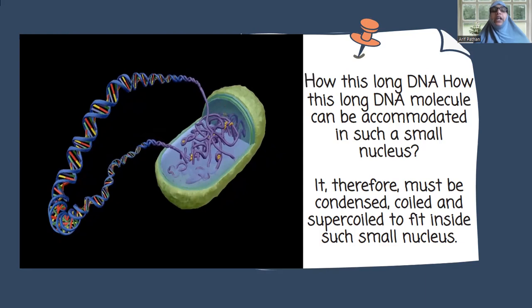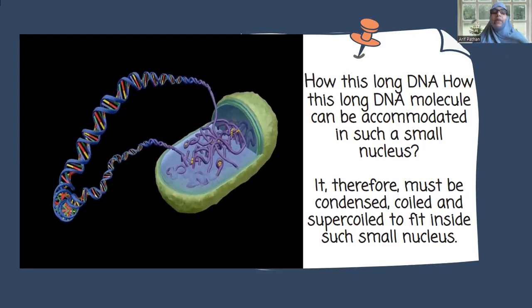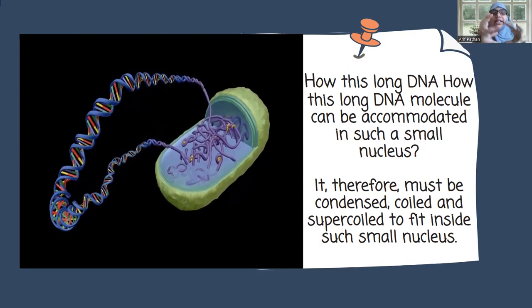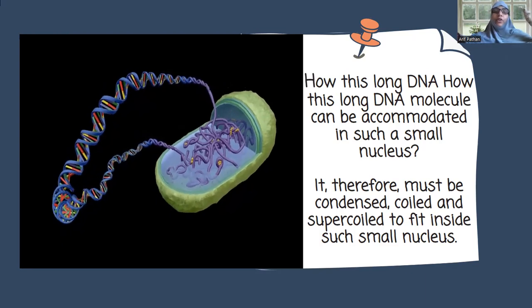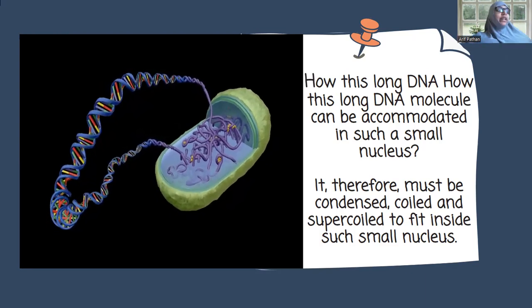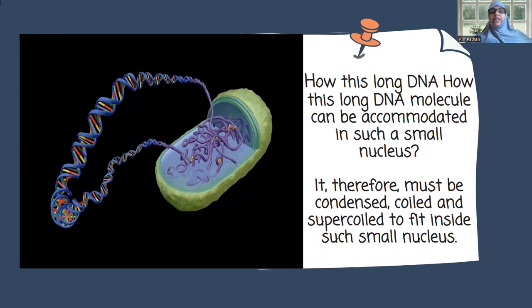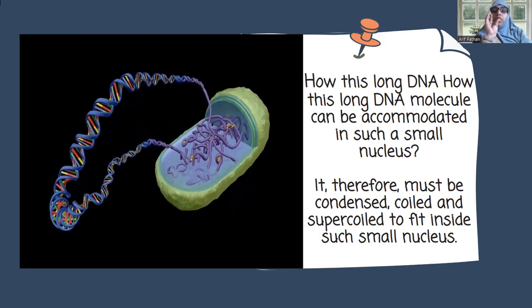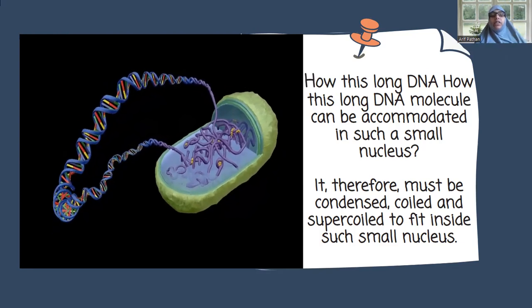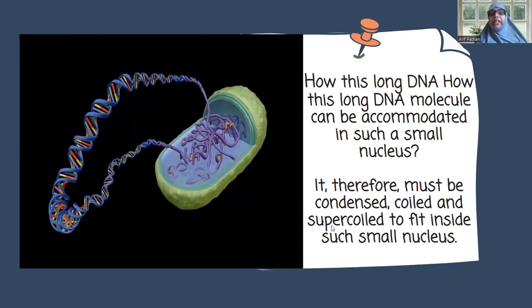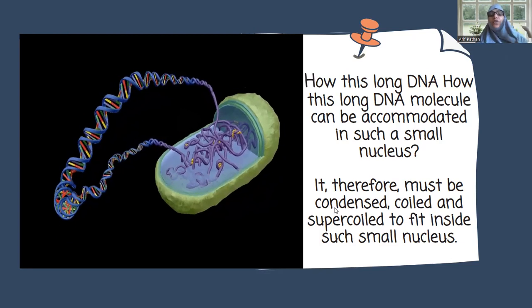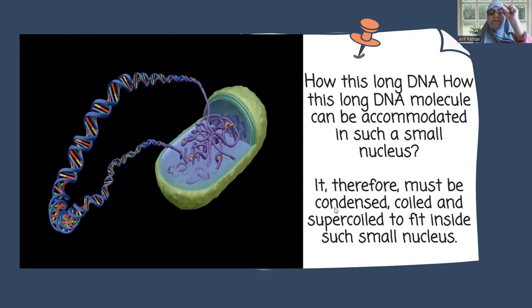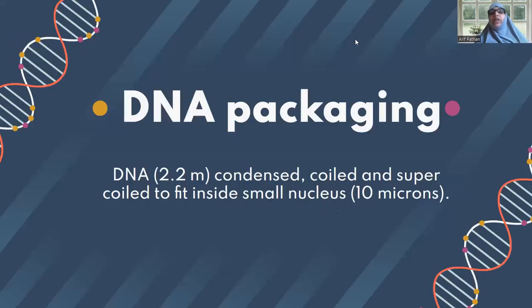Just imagine when you make a sweater, the wool is there. When you open out the thread of the wool, it is so long, it is in meters, but when you wrap it around, it becomes a very small ball of wool. Similar concept over here, that it has to be condensed, coiled and supercoiled to fit inside such a small nucleus. So we'll begin with the DNA packaging in eukaryotes.